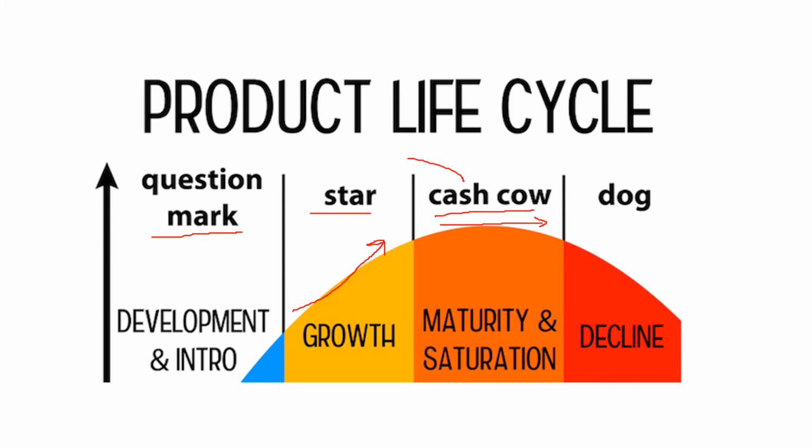We can use the money from the cash cow to fund the development in the question mark, which then hopefully becomes the star, which then becomes the next cash cow, and so on. So we can move products through until eventually they might meet the decline stage and become dogs. But if we can, we might try and use extension strategies to prolong the life cycle of a dog.